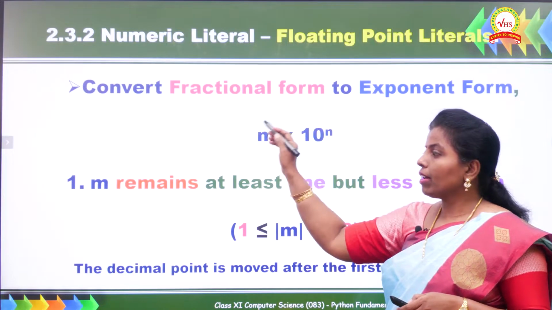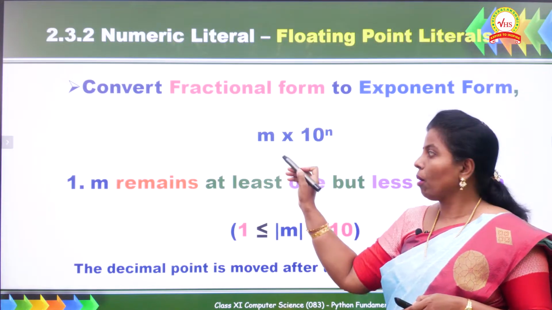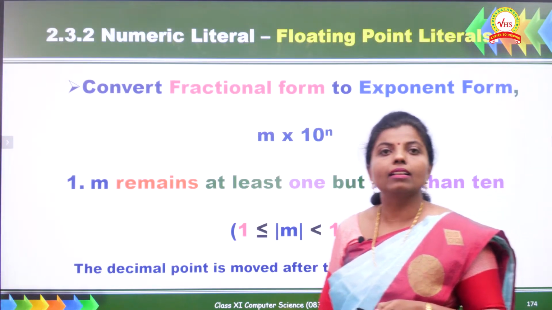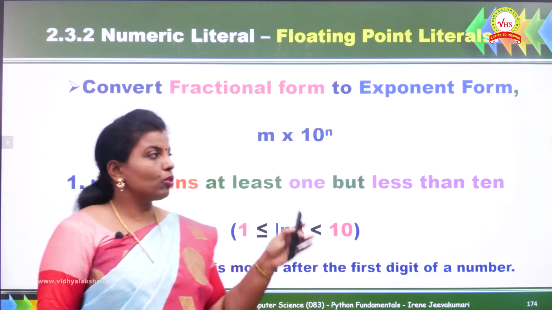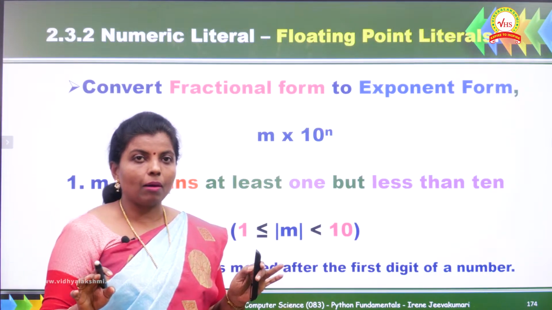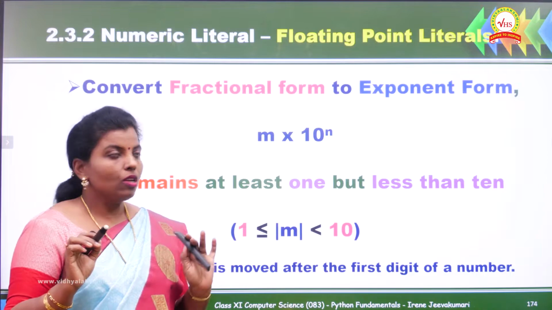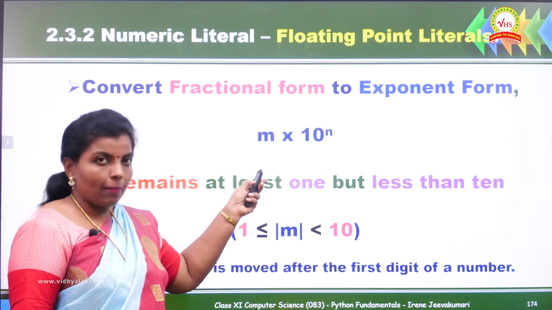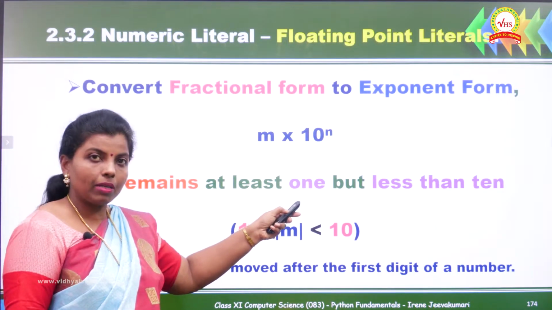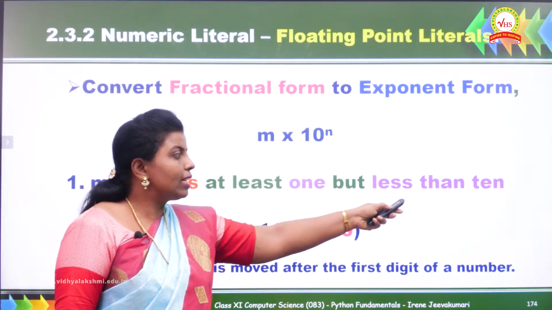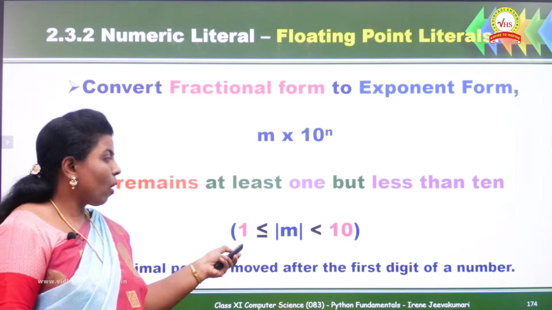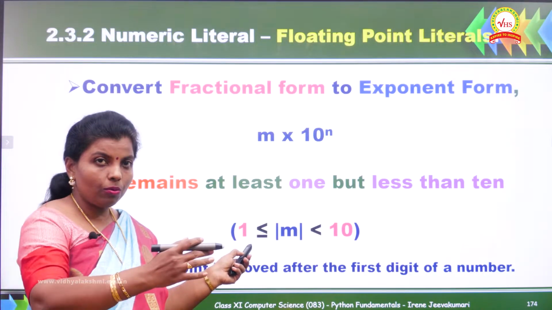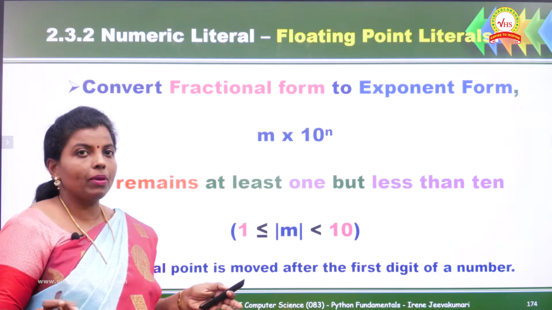When we convert into the exponent form, the m remains at least 1 but less than 10. When we convert the normal real number into the exponent form, it takes this form, m multiplied by 10 power n. This m must be at least 1 but less than 10. You can see here 1 is less than or equal to m, which is less than 10. It can be 1, 2, up to 9. It should not be 10.